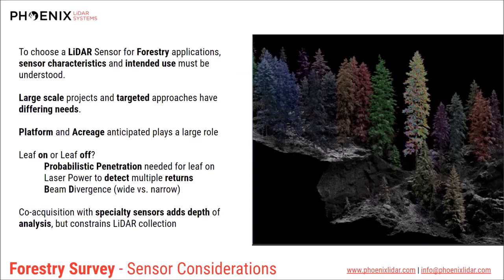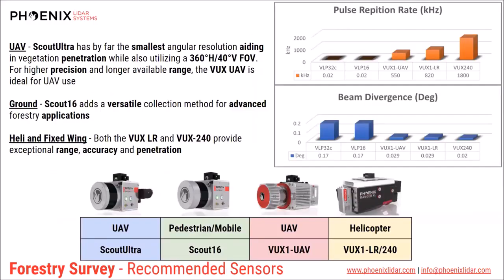So once again, are your approaches the large scale, high altitude, large acreage perspectives, or more of a targeted approach, more of a UAV small scale targeted approach? With that, we have once again isolated or highlighted a few sensors that we recommend for forestry survey, largely chosen because of their pulse repetition rate and beam divergence. These sensors have been proven to be very useful in these environments.